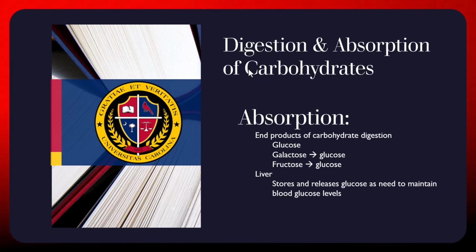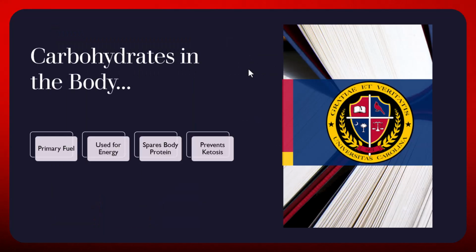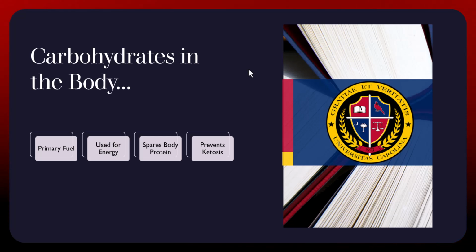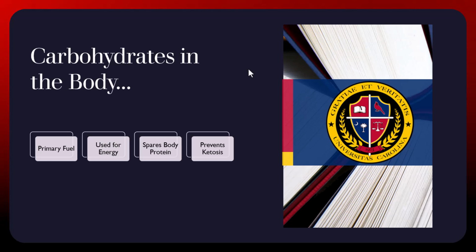And what about absorption? The end product of carbohydrate digestion is glucose and galactose, which is broken down into glucose, and fructose, which is broken down into glucose as well. And then in the liver, our liver stores and releases glucose as needed to maintain our blood glucose levels, because as we said before, the body very tightly controls blood glucose. So carbohydrates of the body, they are very, very important. We have to have carbohydrates.